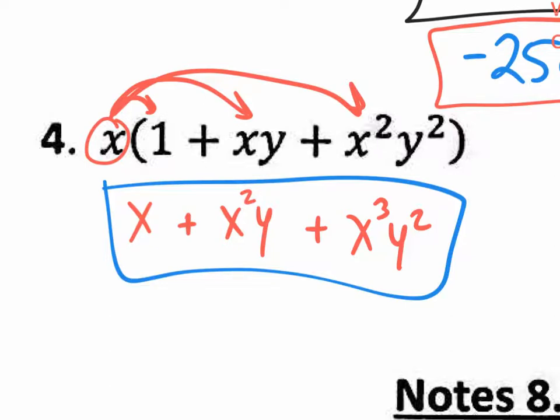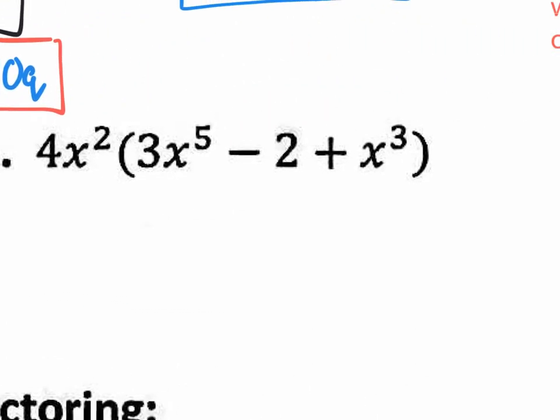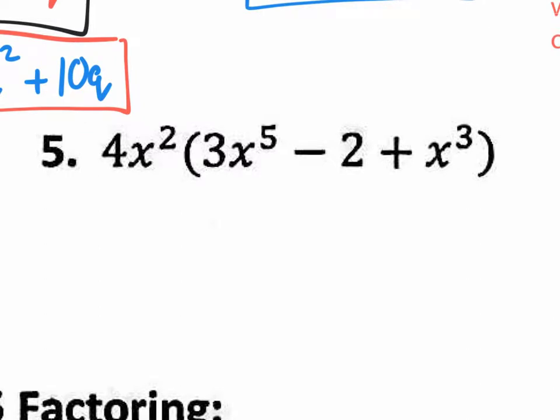Let's move on to number 5. Again, we have a monomial on the outside, 4x squared. And I'm going to distribute that 4x squared to each of the 3 terms on the inside of the parentheses. So 4x squared times 3x to the 5th. Let's do the coefficients first. What's 4 times 3? 12. What's x to the 2nd times x to the 5th? X to the 7th, right? You add the exponents when you're multiplying.